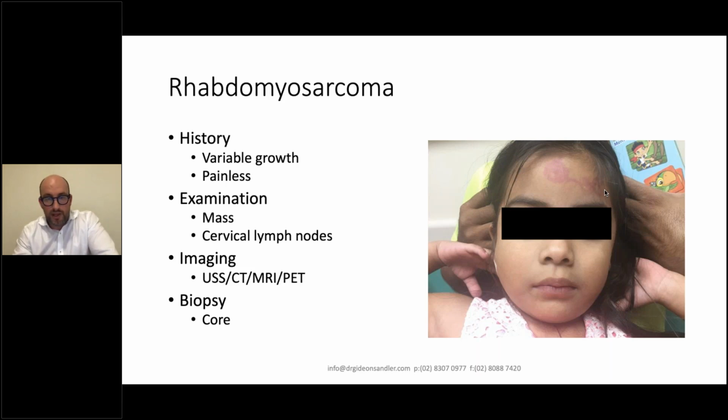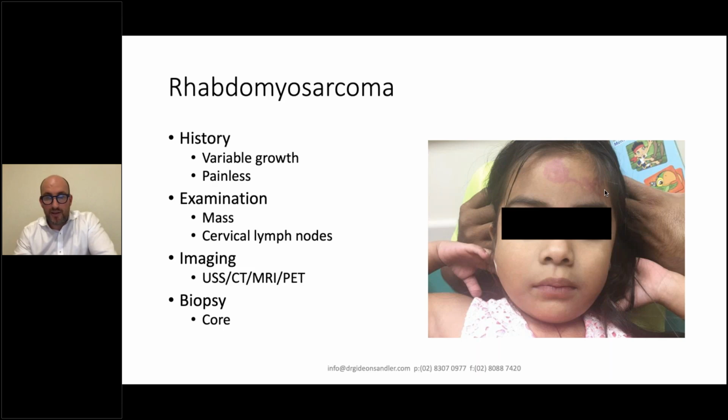And then we went on and did a fine needle aspiration biopsy followed by a core biopsy and diagnosed her with rhabdomyosarcoma. Fortunately, it had not spread anywhere, and the cervical lymphadenopathy ended up being reactive. So she had a localized rhabdomyosarcoma. Rhabdomyosarcoma can be broadly divided into 2 different types. One is embryonal, the other one's alveolar. She had embryonal type, which has a far, far better prognosis.